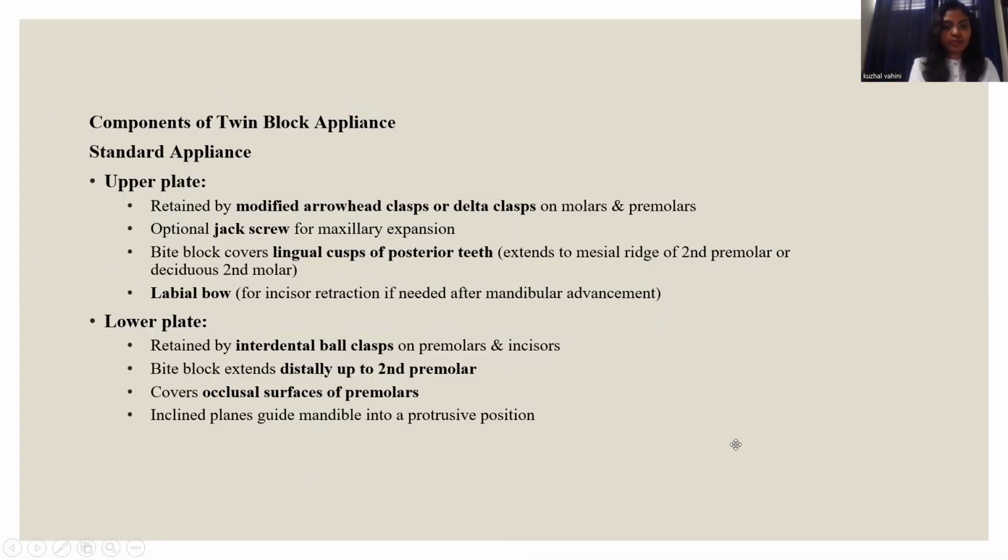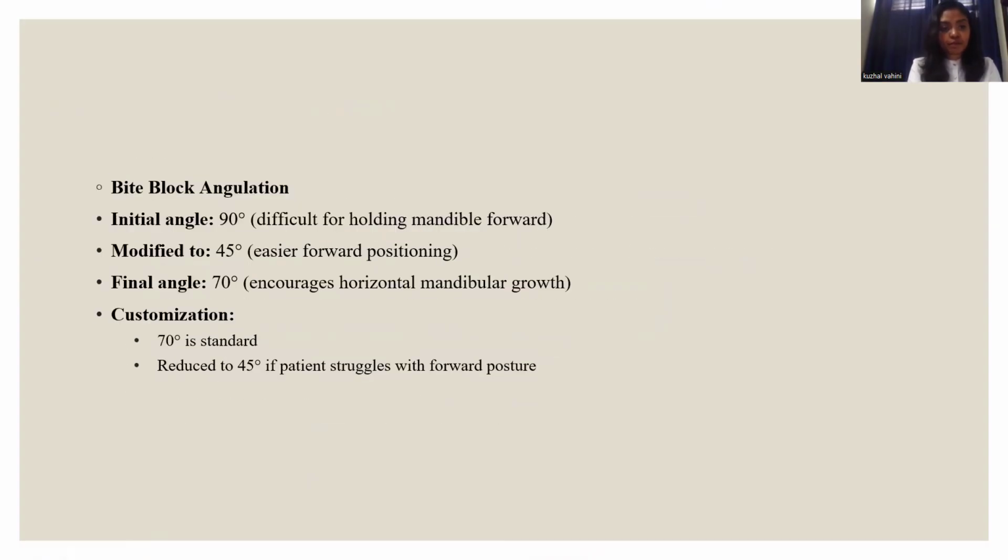So the components of twin block, again, we have the upper plate, lower plate, then incorporation of jack screws for expansion. And then you have the different clasps, delta clasp, arrowhead clasp, and all that. Here you can see the modifications with the angulations. 90 degree, then we got it to 45, and then it was finally brought to 70 degrees. 70 degrees is considered to be standard. Still, we can use 45 degrees in patients who struggle to position the mandible forward.